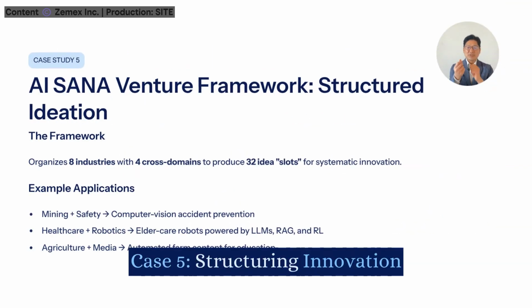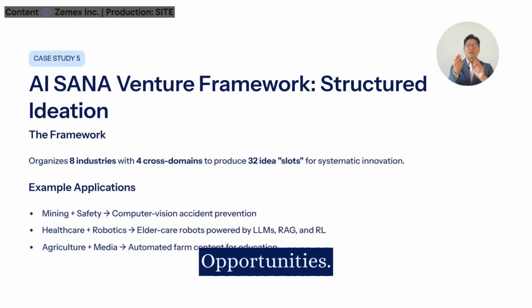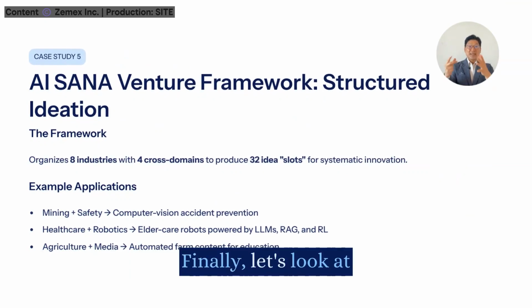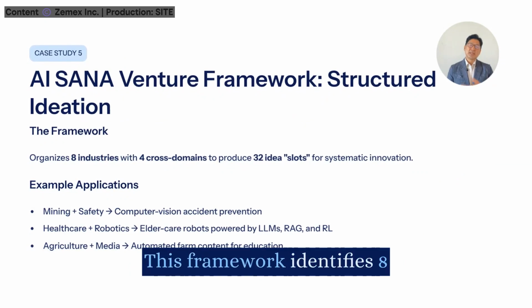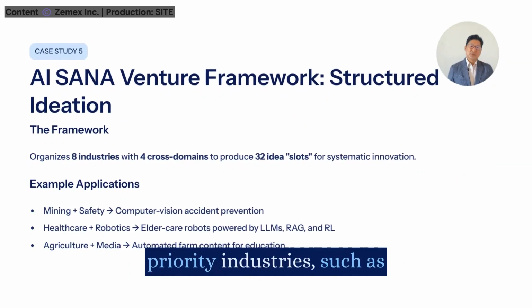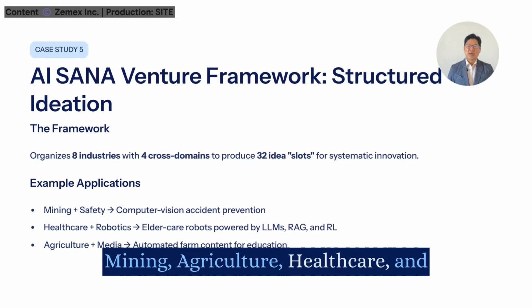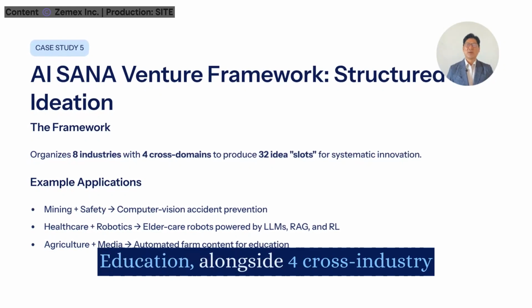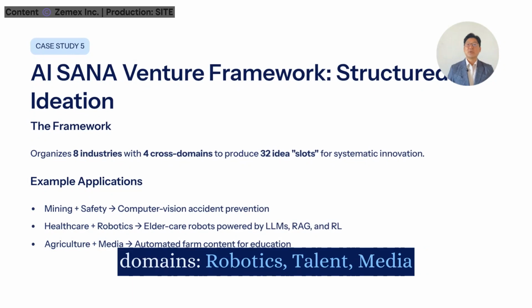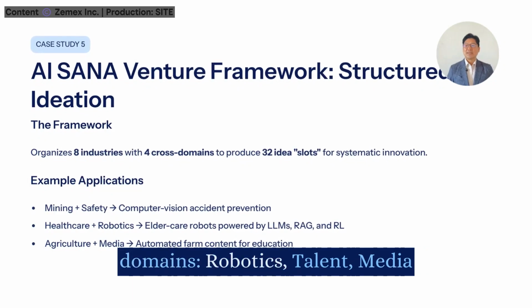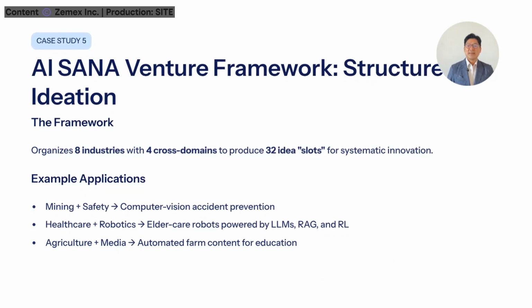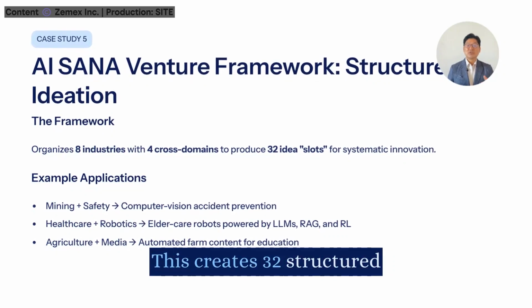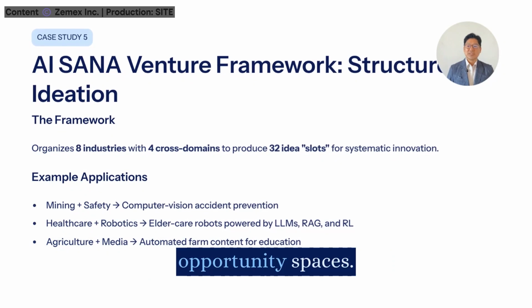Case 5, structuring innovation opportunities. Finally, let's look at the AI SANA Venture Framework. This framework identifies 8 priority industries such as mining, agriculture, healthcare, and education, alongside 4 cross-industry domains: robotics, talent, media and marketing, and safety. This creates 32 structured opportunity spaces.